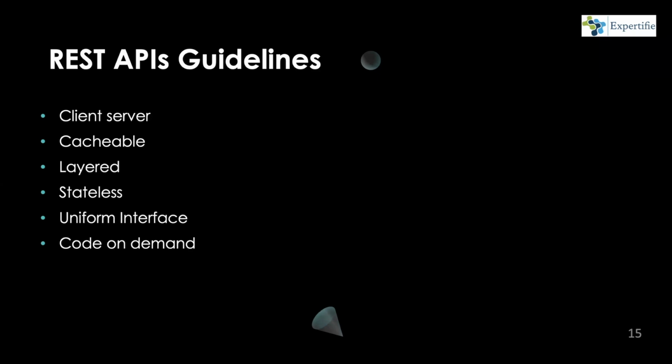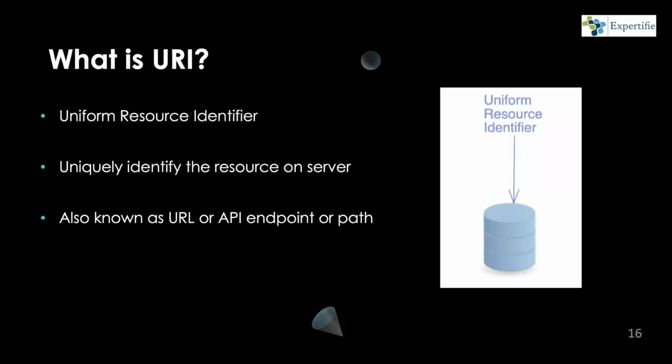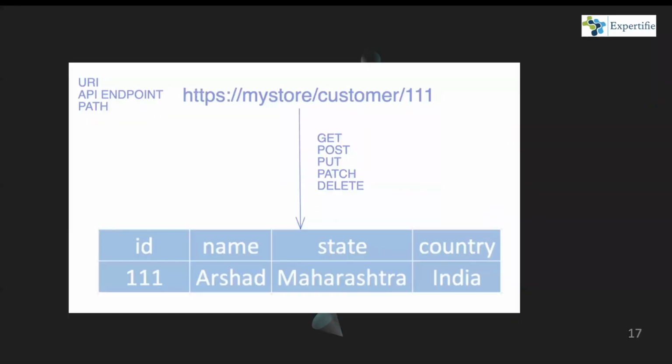So this was mostly the theory section. We will go deeper into it from an implementation point of view. So let's see what a URI is. It stands for uniform resource identifier, and in some cases it is also known as URL, uniform resource locator, or API endpoint or path. It is basically used to uniquely identify the resources in our system.